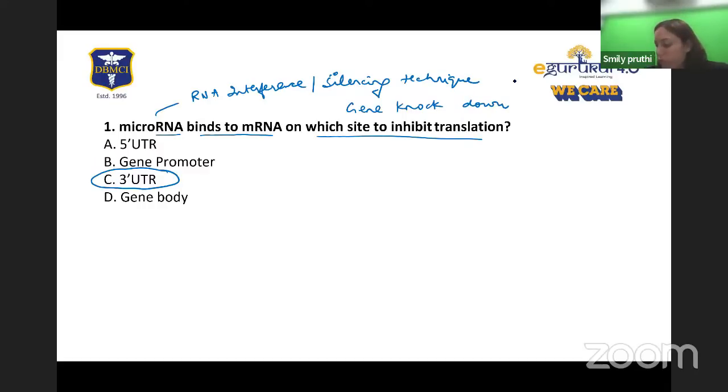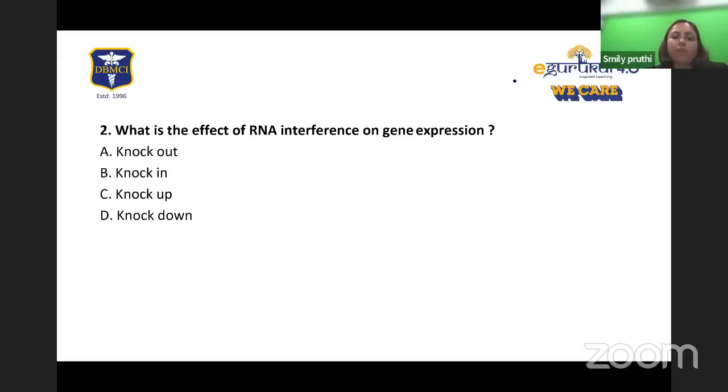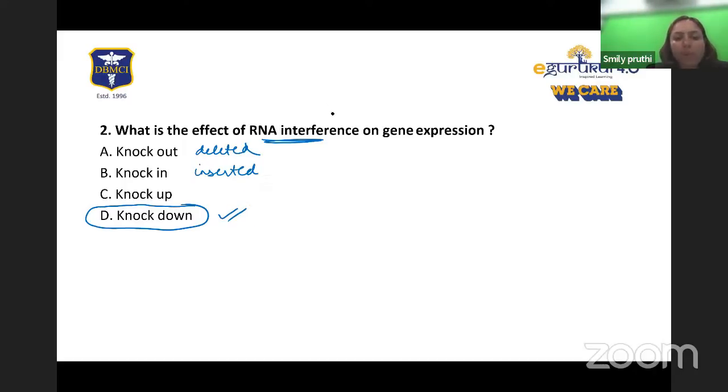Let's continue further. What is the effect of RNA interference on gene expression? Yes, this is another question. The effect of RNA interference or silencing technique is gene knockdown, right? Gene knock-in means a new gene is inserted. Gene knockout means a gene is deleted, right? So these are not very successful techniques, but gene knockdown is very, very successful and quite frequently used in research in molecular biology, right? So this is a very, very important topic, right?